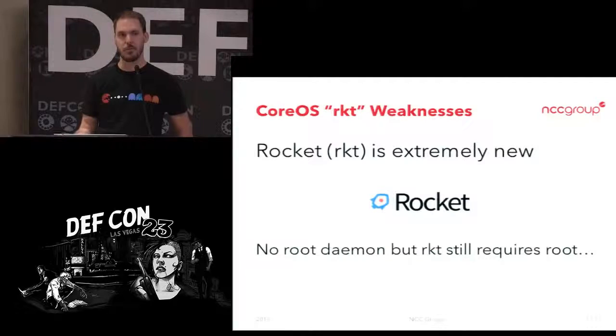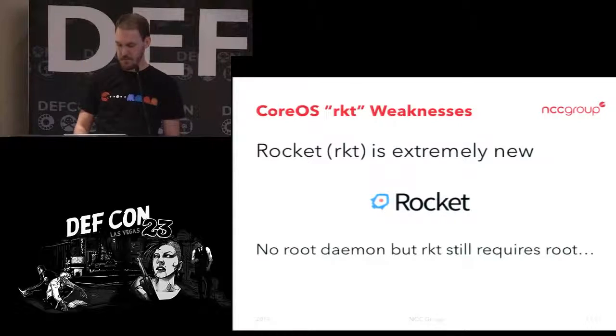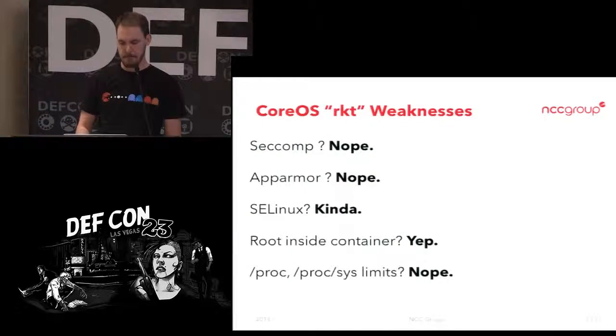So Rocket is the other one that came on the stage. Their whole selling point was that there's no root daemon. It's just a binary that you can run and it does the stuff, but there's nothing running on your host. It still requires root to run it, so I don't know if they've really solved the problem. It also doesn't drop almost any of the dangerous capabilities. It doesn't support the user namespace, it doesn't support seccomp, and it doesn't support AppArmor. It kind of supports SELinux, but there's no documentation.